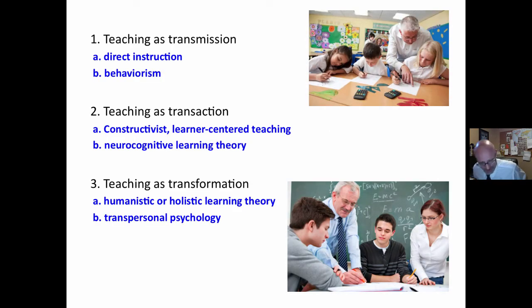Three views of teaching. Teaching as transmission. This is a behavioral view where there's direct instruction and behavioral objectives. We teach. It's an outward thing. Teaching as transaction. This is a constructivist view of learning, and it's supported by cognitive and neurocognitive theories of learning. That there's a transaction between what's in the head, the learner, and what is to be learned to create learning.